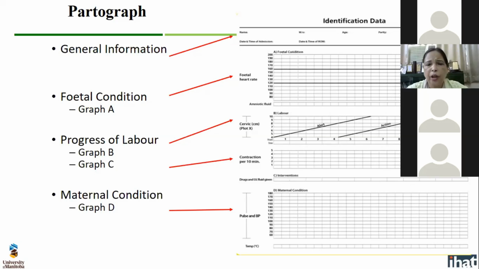Now coming to the bottom of this partograph, which shows graph D, the last arrow, and it is for the maternal condition, in which you have to plot maternal parameters, meaning maternal vitals like maternal pulse, maternal blood pressure, maternal temperature, and urine output. And when we are talking about the progress of labor, graph B, and just below graph B there is another graph C, where you have to write the contractions occurring in 10 minutes. And below that, you have to write all the medication that has been given to the mother when she is in labor.